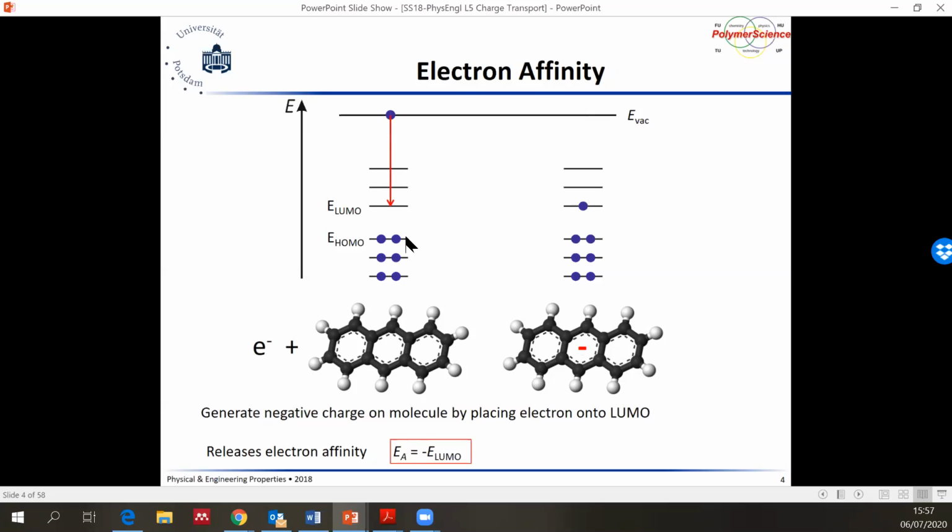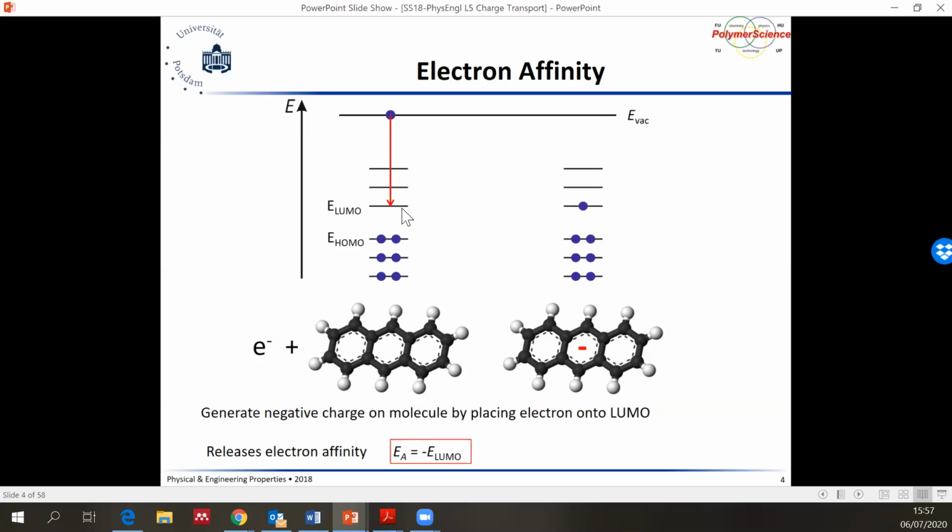The reverse is true for electron affinity. To get a negative polaron on the molecule, we want to see how much energy we need to put in to put an electron onto the LUMO from the vacuum level, or with respect to the vacuum energy level. So the electron affinity is essentially the difference from E vacuum, the energy of the vacuum, to the energy of LUMO.